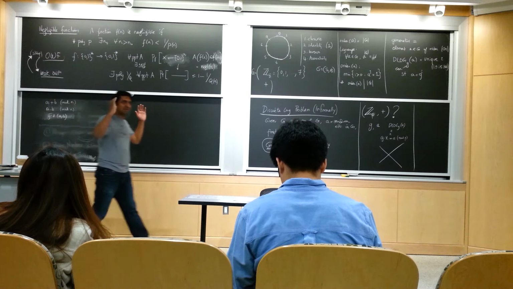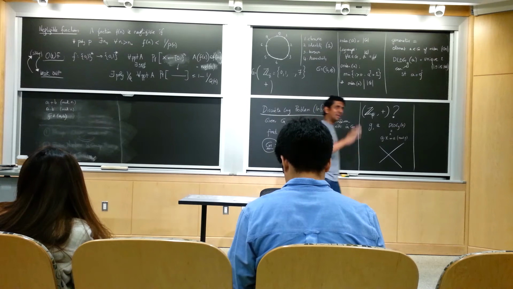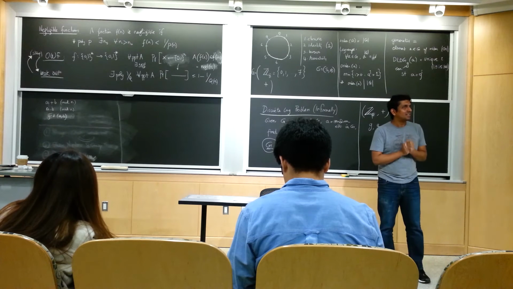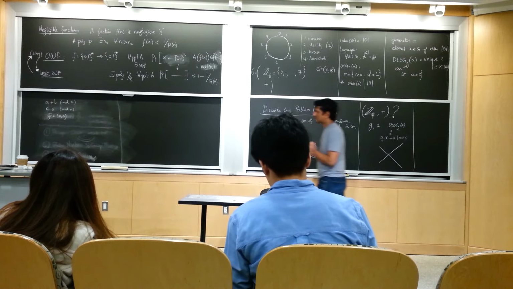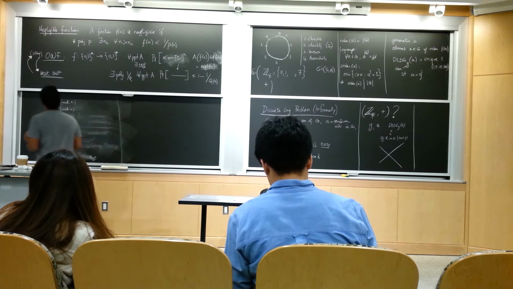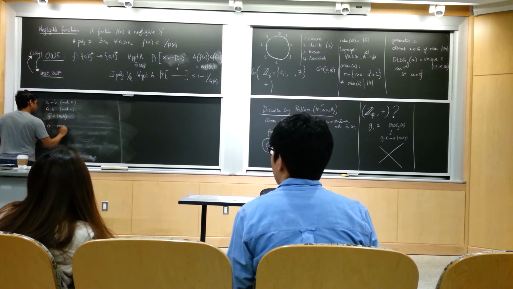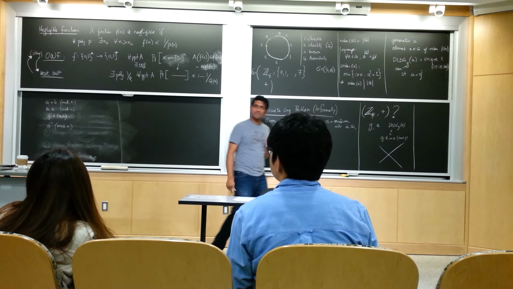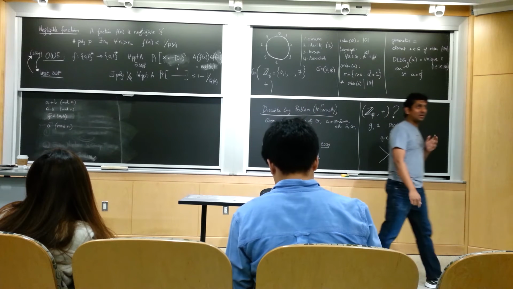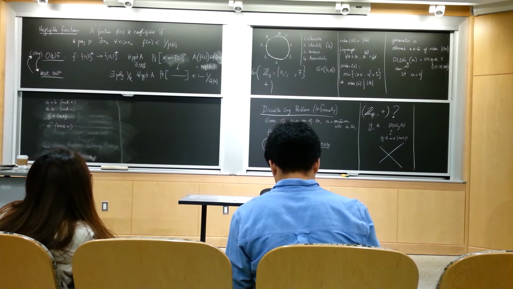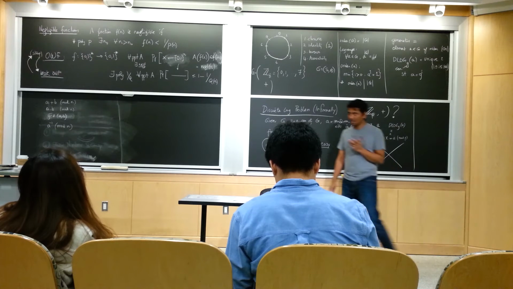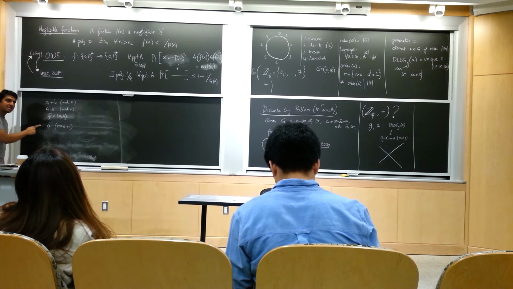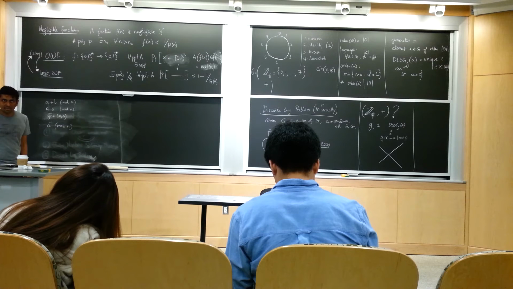GCD of two numbers. This is the mother of all algorithms, okay? Euclid told us 2,000 years ago that this is easy. Euclid also told us computing inverses mod n is easy. This is the extended Euclidean algorithm. So extended Euclid says, well, whenever A has an inverse, this is an algorithm that will find the inverse.